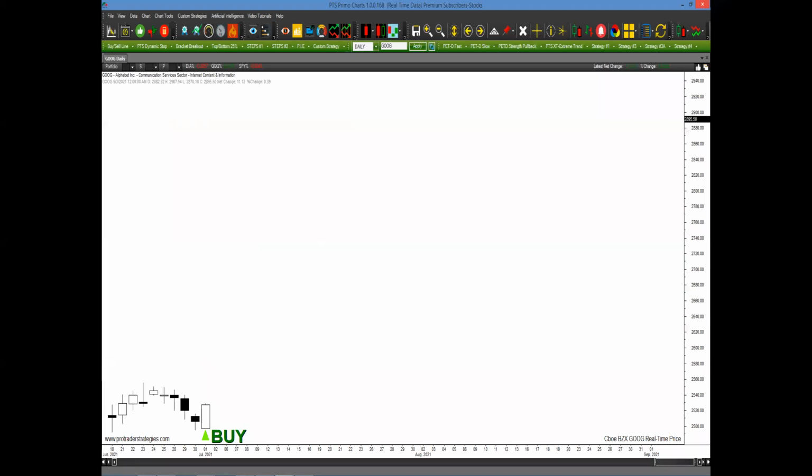Let's go through the process, really simple with Google. Now, I know this is a very expensive $3,000 stock, but I just want to share with you the process, okay? We get a strategy number 5 buy signal right here. This is beginning of July.